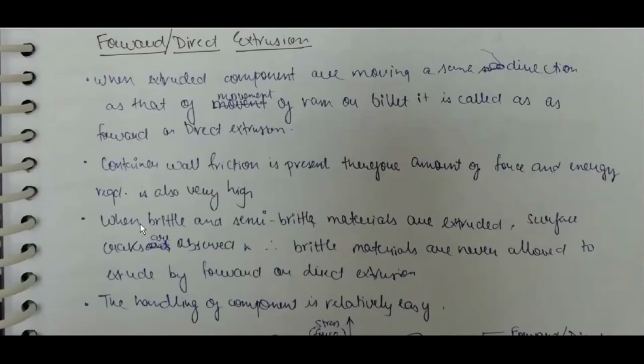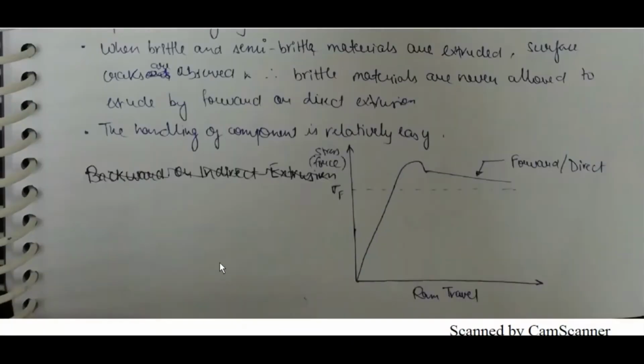Forward or direct extrusion: when extruded components are moving in the same direction as that of movement of ram or billet, it is called forward or direct extrusion. Inner wall friction is present, therefore the amount of force and energy required is also very high. When brittle and semi-brittle materials are extruded, surface cracks are observed, and therefore brittle materials are never allowed to be extruded by forward or direct extrusion. The handling of component is relatively easy.